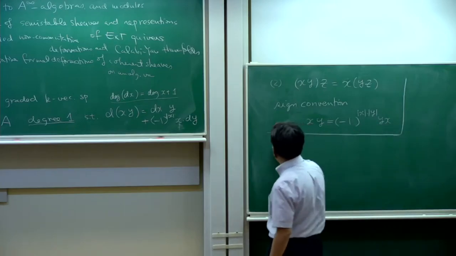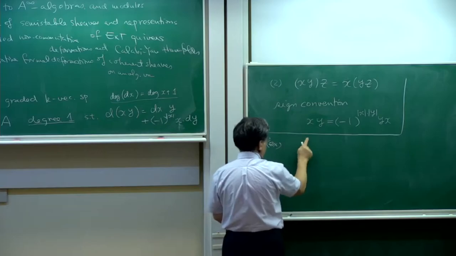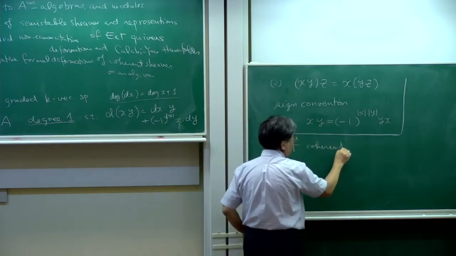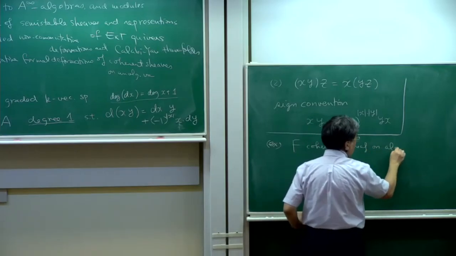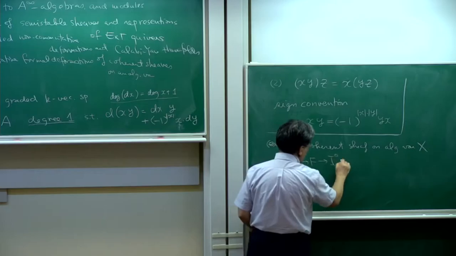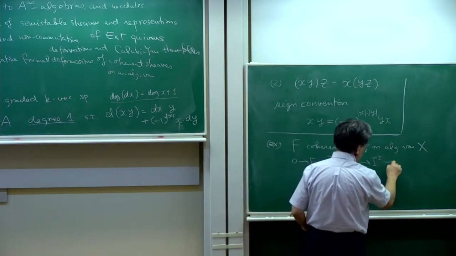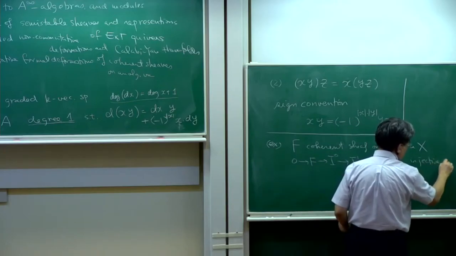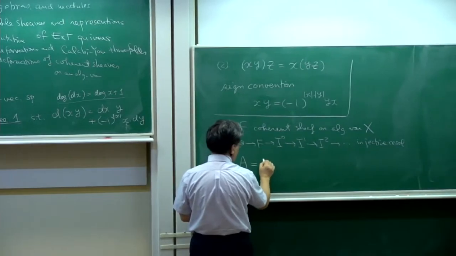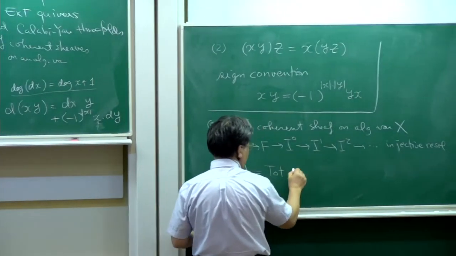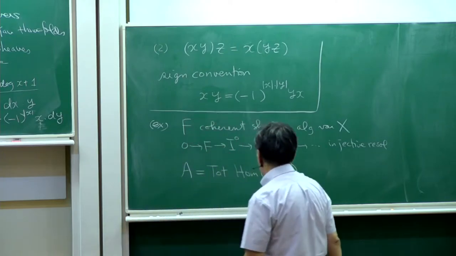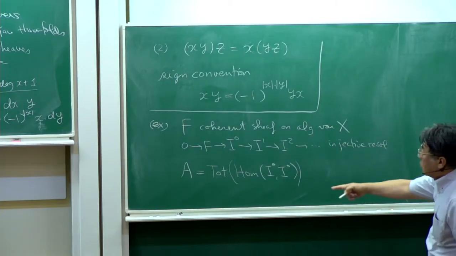One example is the following. Let F be a coherent sheaf on an algebraic variety X, and let I be an injective resolution. Then A is the total Hom complex of I.